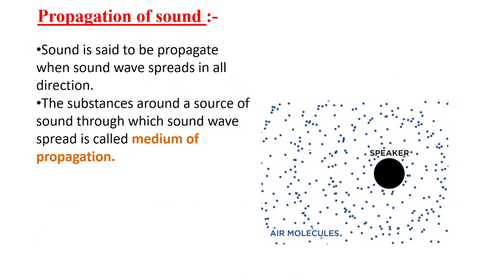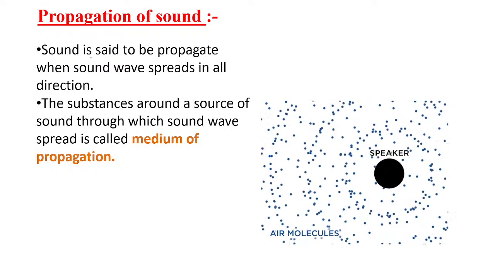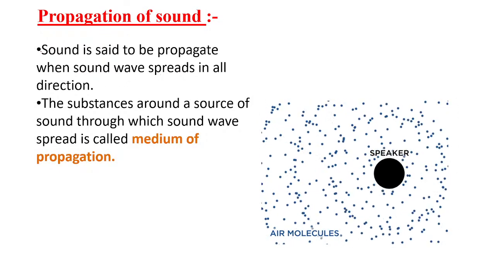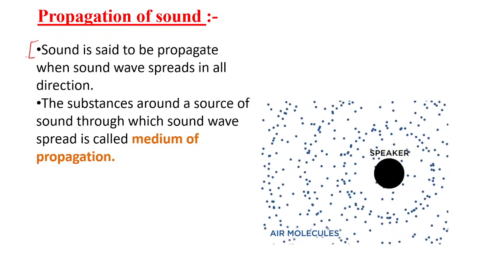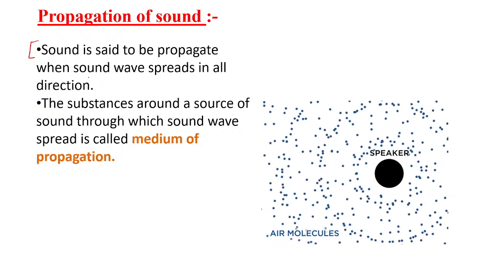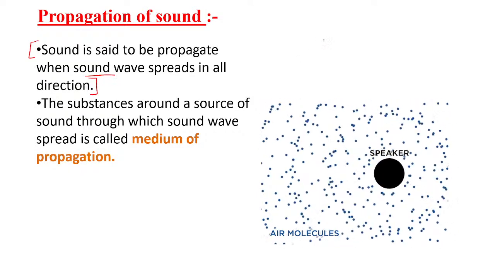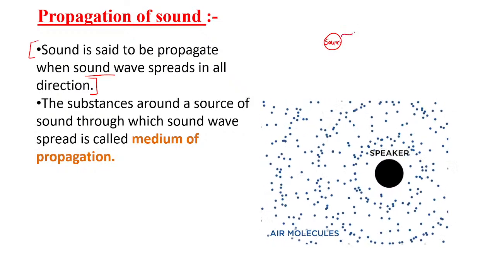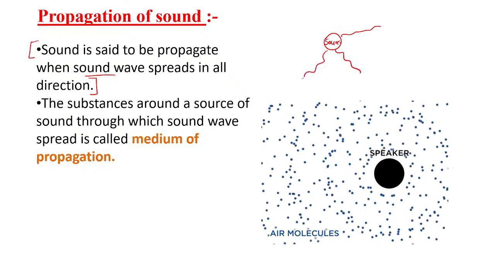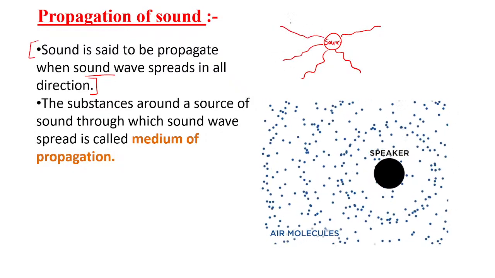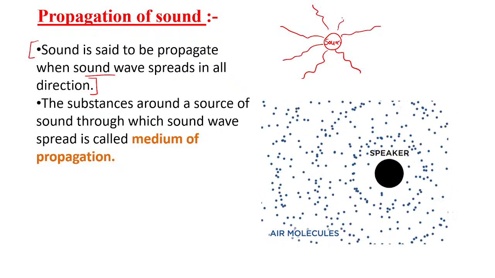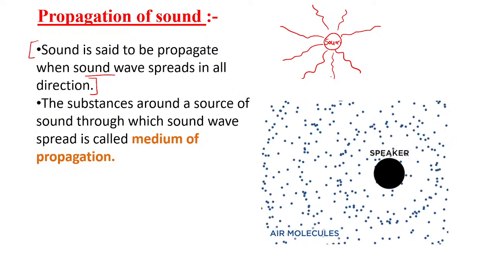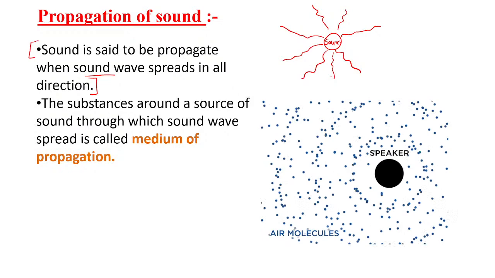So let us understand the propagation of sound in more detail. As I have already told you, sound is said to propagate when sound waves spread in all directions. So how do sound waves propagate? Suppose that's a source which is producing the sound. Sound is traveling in the form of waves in all directions. When the sound spreads in the form of waves in all directions, we hear the sound. Now how is this sound able to spread in all directions in the form of this wave? There is something which helps in carrying this sound.